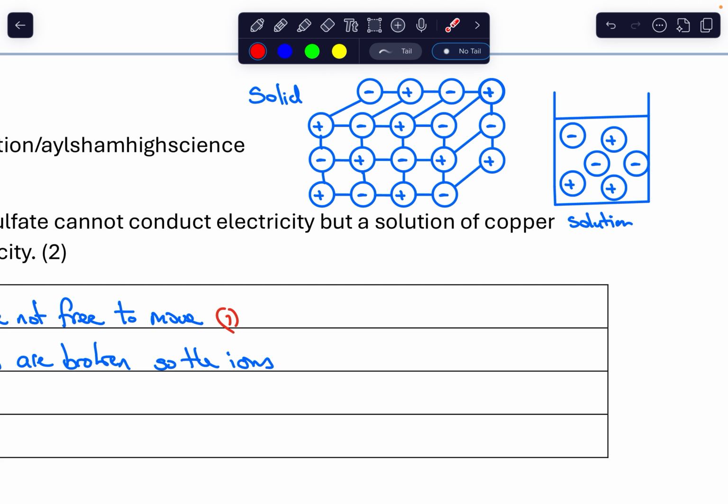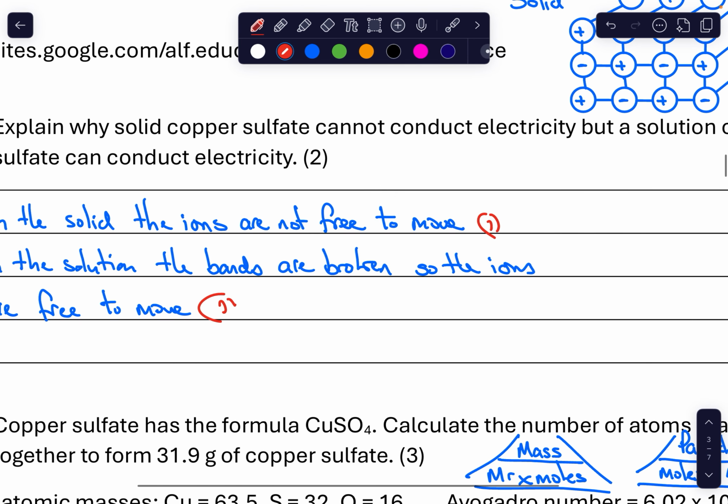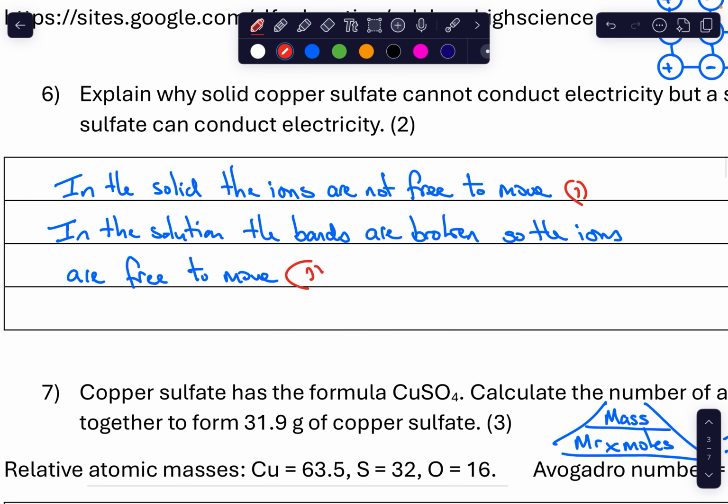If I put my copper sulfate into a solution, then the lattice is broken, so these bonds are broken, and the ions are free to move. So for example, this ion is able to move about over here, and this ion can move over here, and this ion can move over there. So the ions are free to move because the bonds are broken, and therefore it will conduct. So to get my 2 marks, I need to say that in the solid, the ions are not free to move, but in the solution, the bonds are broken, so the ions are free to move.